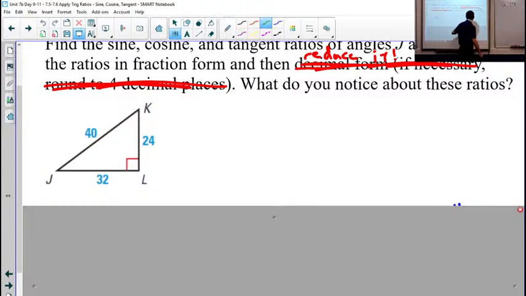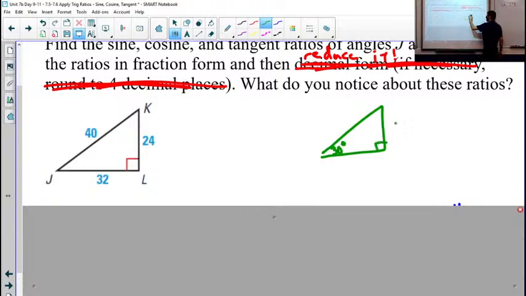So very quickly, to review our 30, 60, 90 pattern, if this is 30 degrees, if that side across from it is 1, remember our hypotenuse was double, and this side was square root of 3. So what I'm going to use is sine of 30. Because sine of 30, across from it is my opposite, is 1 over my hypotenuse, which is 2. So the answer should be 1/2 because of our 30, 60, 90 pattern.